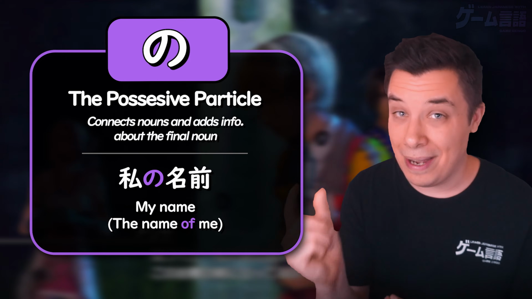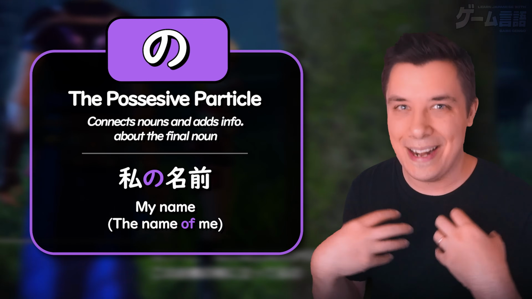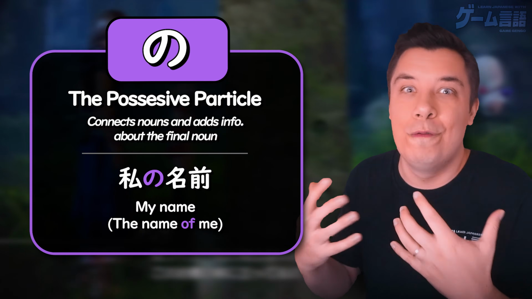And what it actually does is it adds information about the last noun. Like here, namae, name, whose name? Watashi no namae, my name. Literally the name of me.